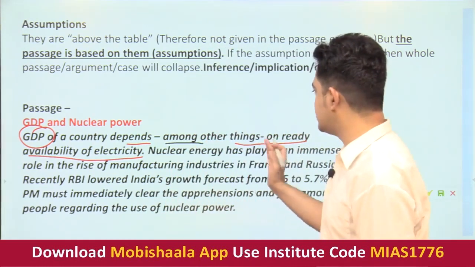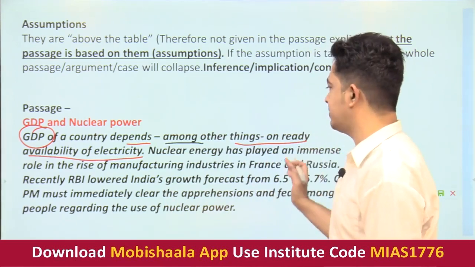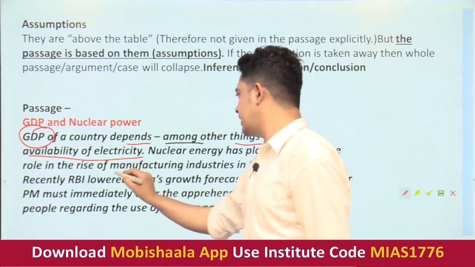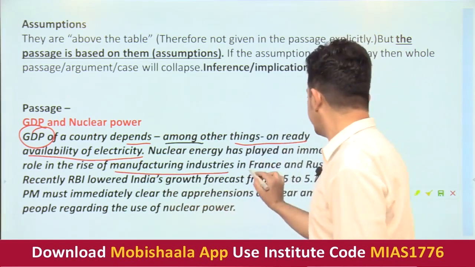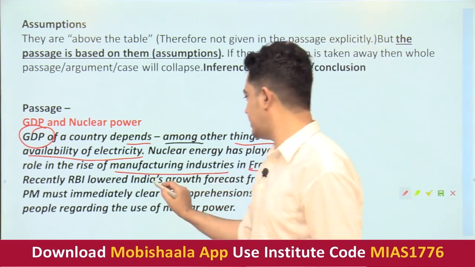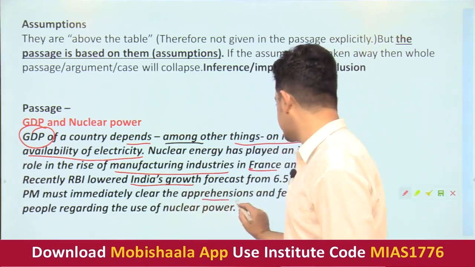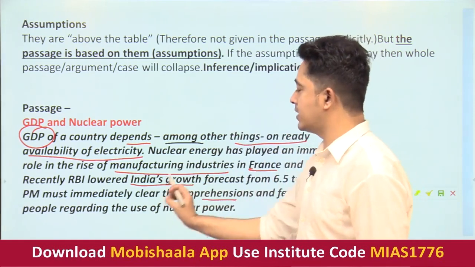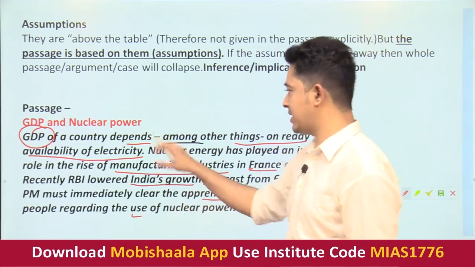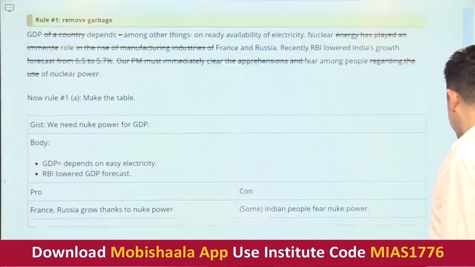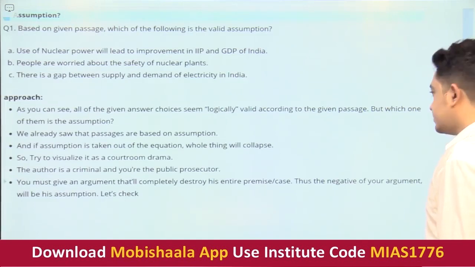Second, nuclear energy has played an immense role in the rise of the manufacturing industry. Nuclear energy and manufacturing industry, that's it. France and Russia. RBI lowered India's growth. PM immediately cleared the apprehension and fear among people regarding the use of nuclear power. This is what the passage is talking about. Now, further moving on.